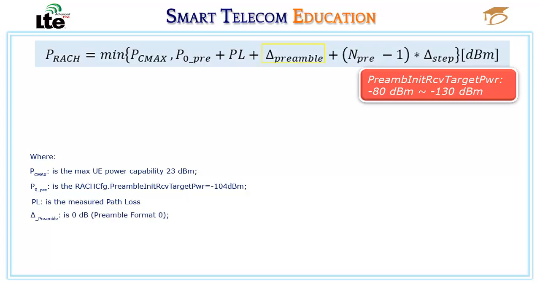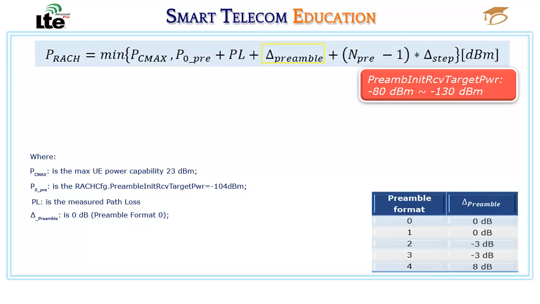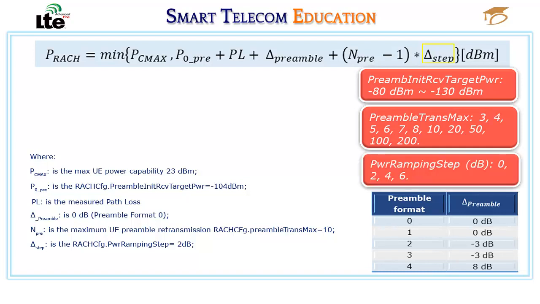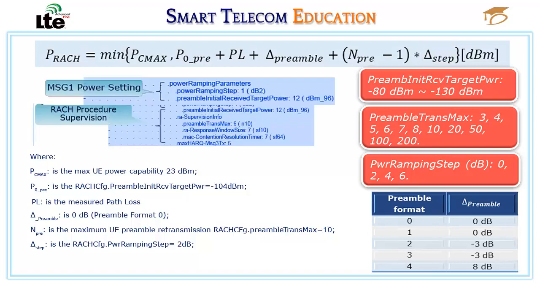Delta preamble is 0 decibels for preamble format 0 and 1. The following table defines the value of delta preamble for each preamble format. N_pre is the maximum UE preamble retransmission, defined by the preamble transmax parameter. Delta step is the power ramping step for preamble retransmission, defined by the power ramping step parameter. The message 1 power parameters are transmitted in System Information Block Type 2: power ramping step, preamble initial received target power, and preamble max transmission.